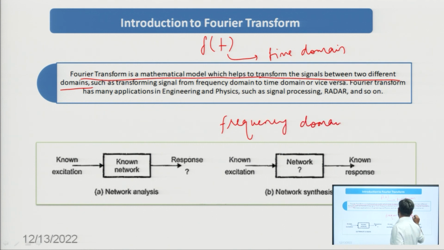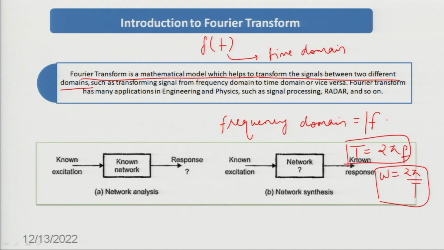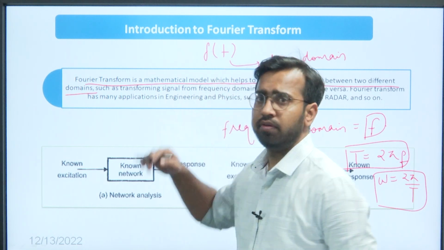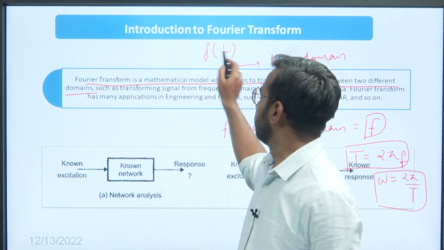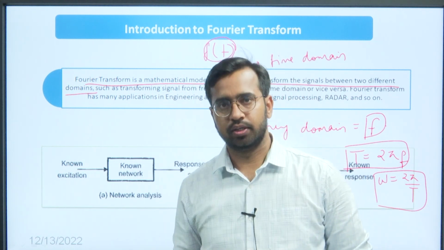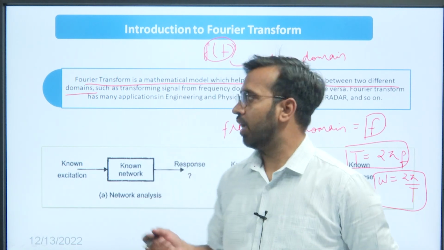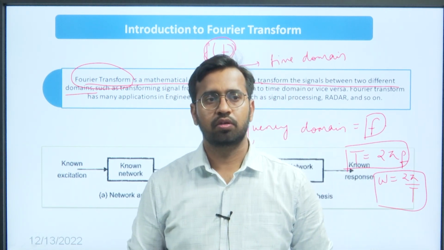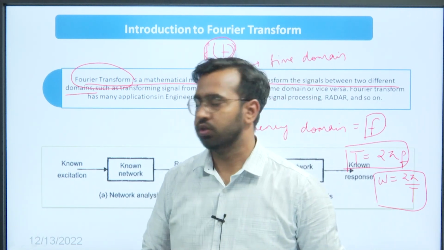Frequency basically we represent by F, or omega is equal to 2 pi f, or omega is equal to 2 pi by T. These are various ways through which we can express the frequency. So suppose we have a signal in the time domain, and we want to convert it from the time domain to the frequency domain. We should have some tool which will help us in doing this. That tool is basically Fourier transform. It converts a given function from the time domain to a frequency domain.